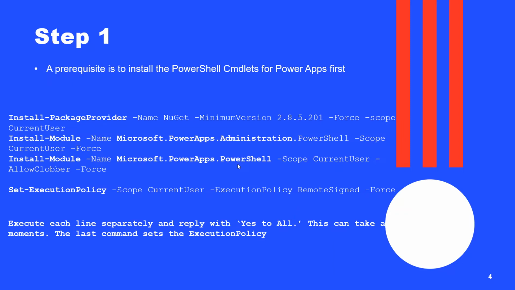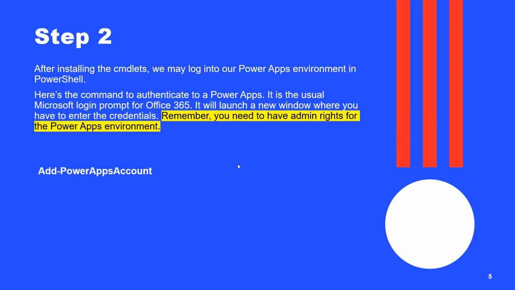Once you are done with this prerequisite part, you need to log in to Power Apps. To log in, you need to use Add-PowerAppsAccount. Once you write this cmdlet after the installation of the prerequisites, it will prompt with the Office 365 login, and you need to provide your credentials. The only thing you need to remember is that you need to have admin rights for the Power Apps environment.